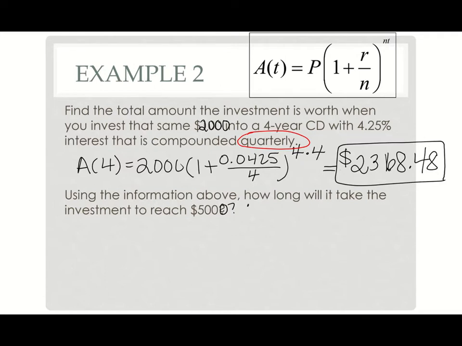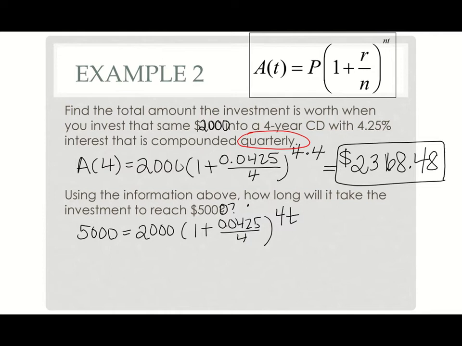So if we do this algebraically, our final amount is going to be 5,000, and we still start with that 2,000. We have 1 plus our interest rate, compounded quarterly, so every year, 4 times it's going to compound. So we want to figure out what is our time that it's going to take to essentially increase $3,000. Our goal is to solve for our exponent, so we're going to have to use logarithms.